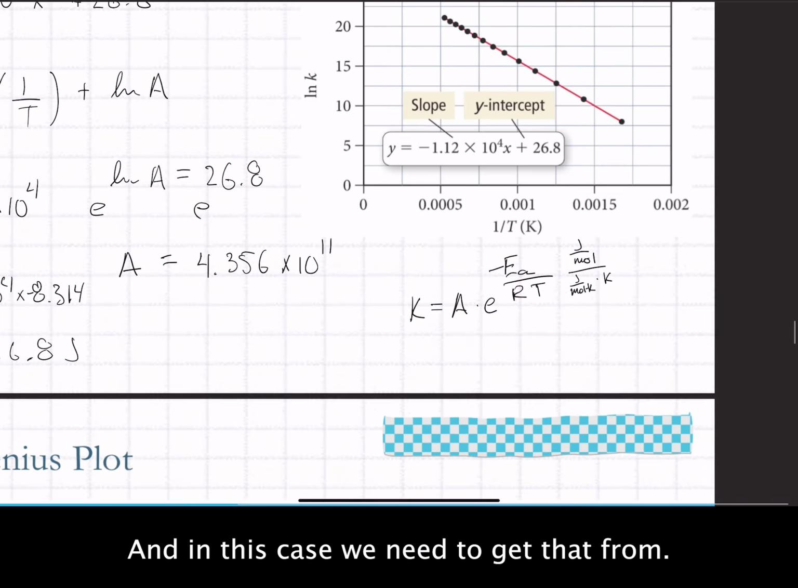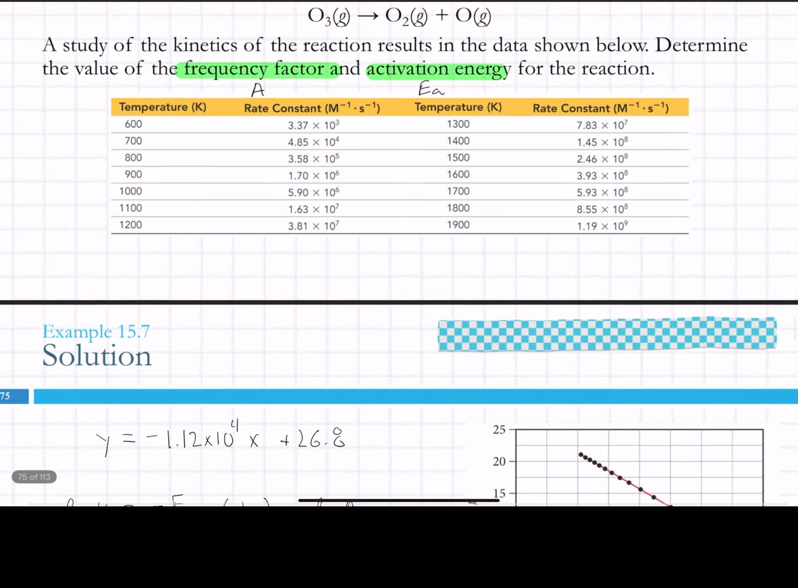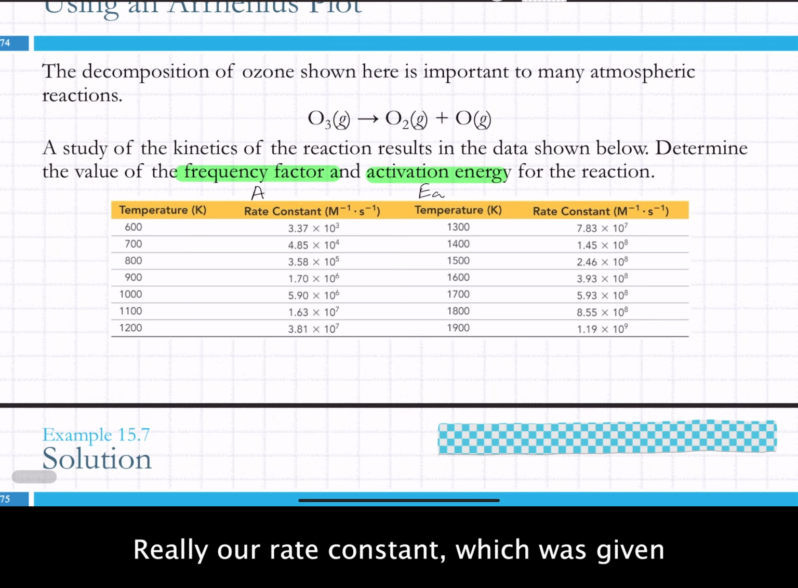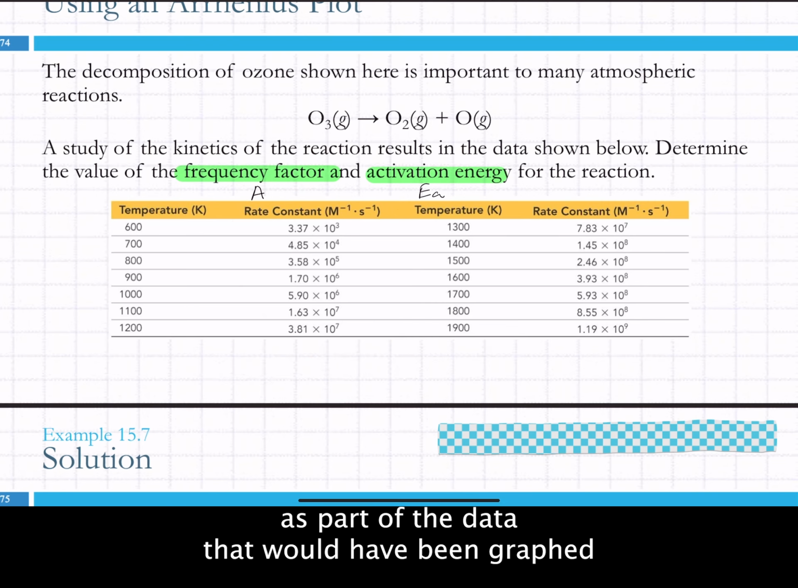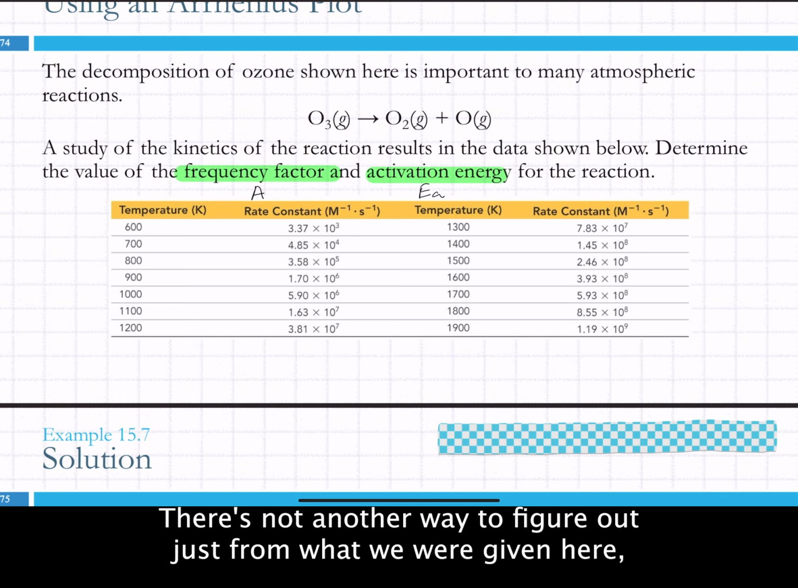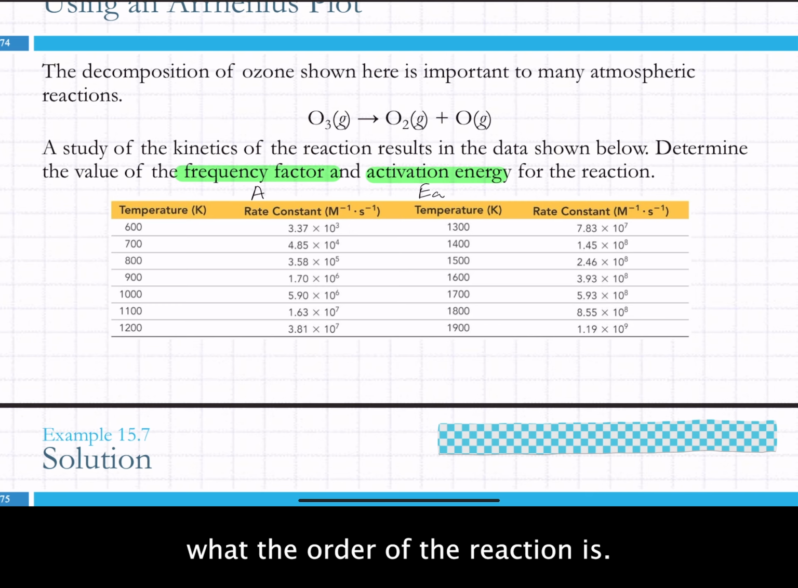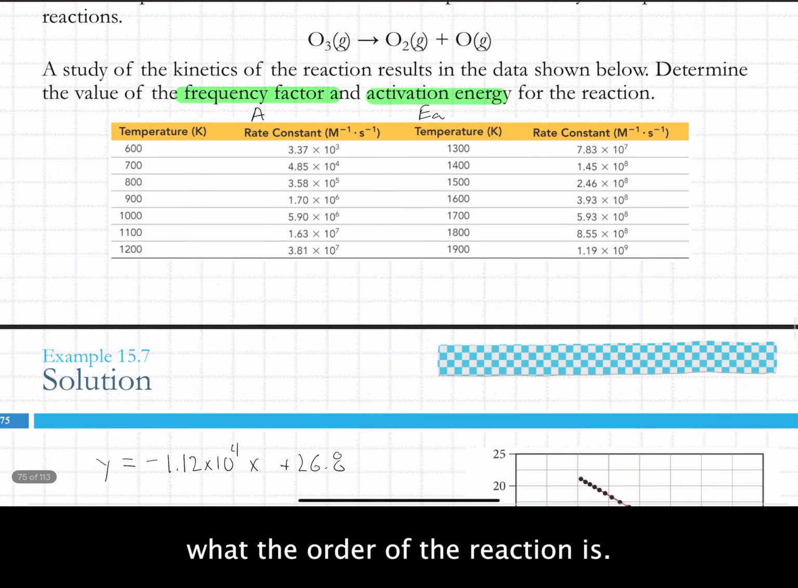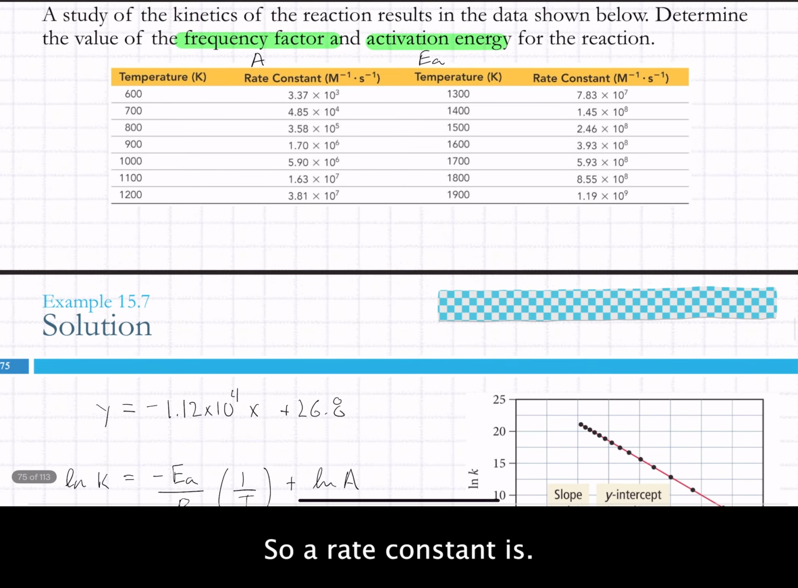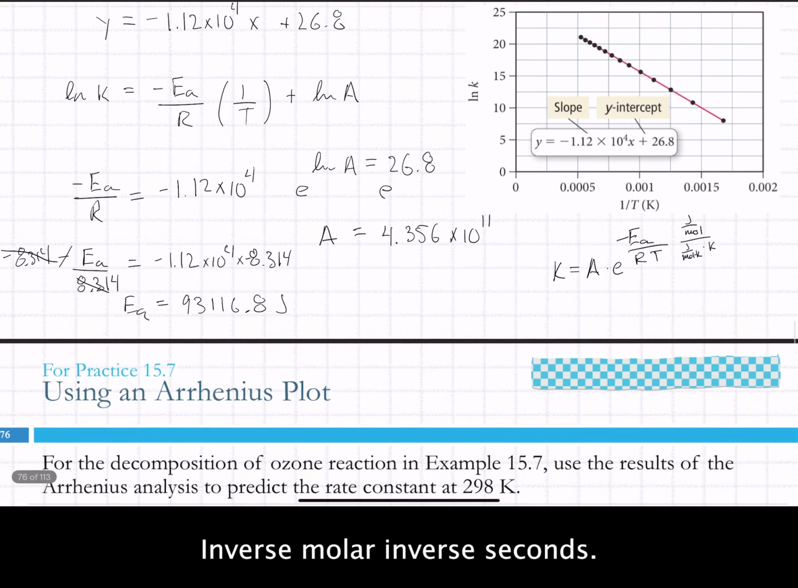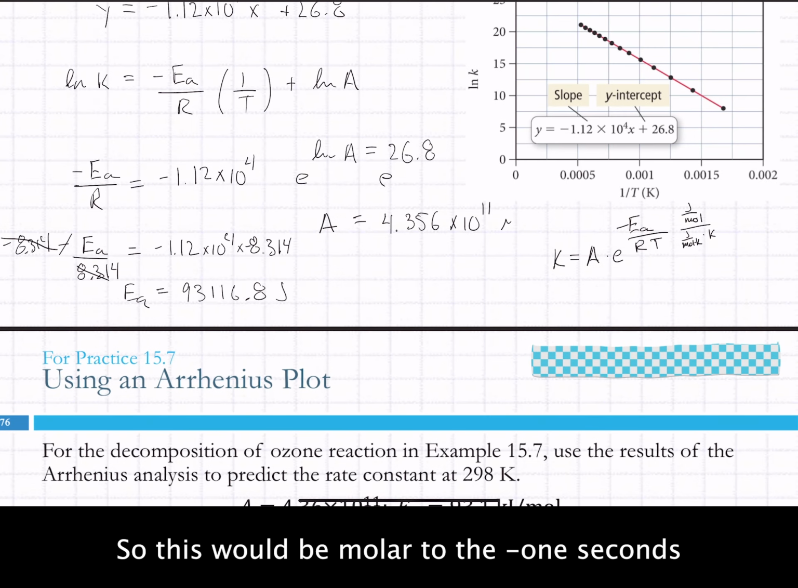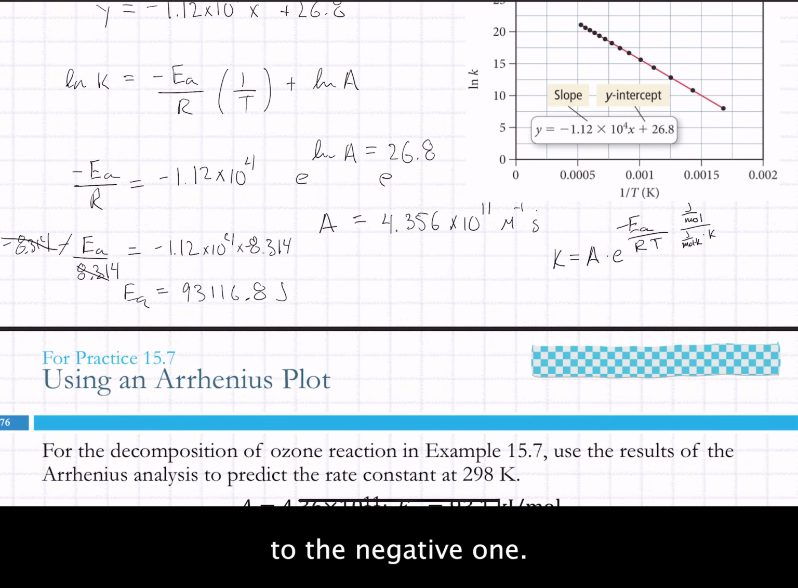And in this case, we need to get that from really our rate constant, which was given as part of the data that would have been graphed. Otherwise, there's not another way to figure out, just from what we were given here, what the order of the reaction is. So our rate constant is inverse molar, inverse seconds. So this would be molar to the -1, seconds to the -1.